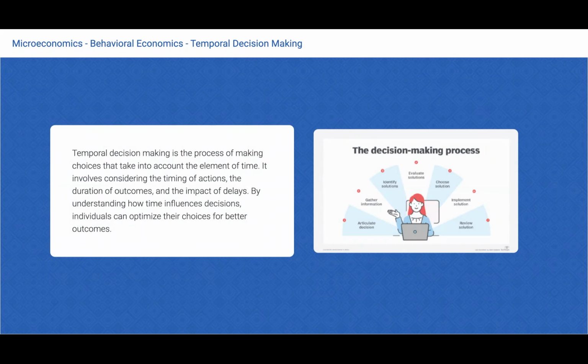Temporal decision-making is the process of making choices that take into account the element of time. It involves considering the timing of actions, the duration of outcomes, and the impact of delays. By understanding how time influences decisions, individuals can optimize their choices for better outcomes.